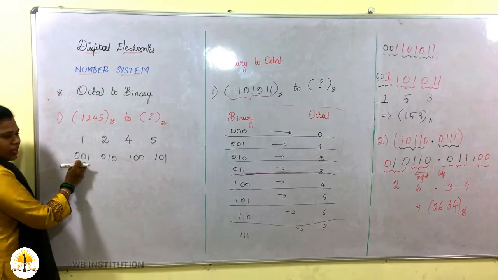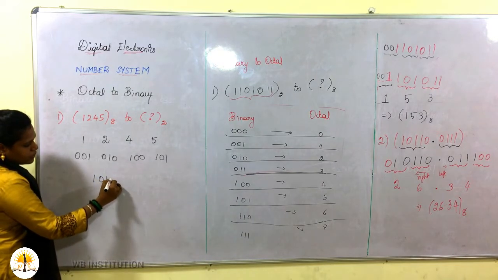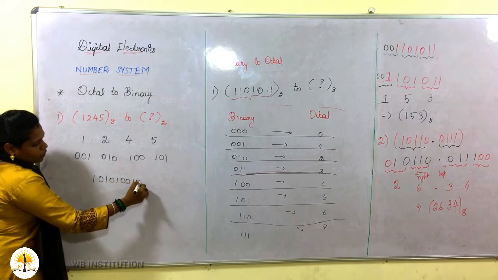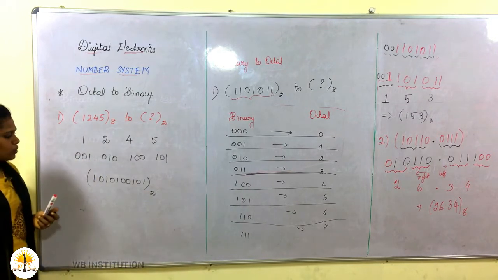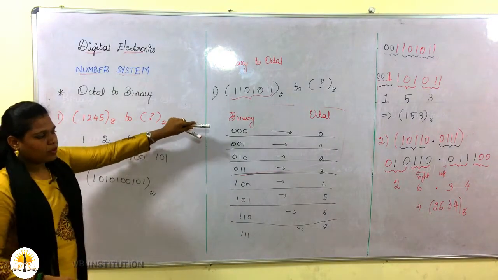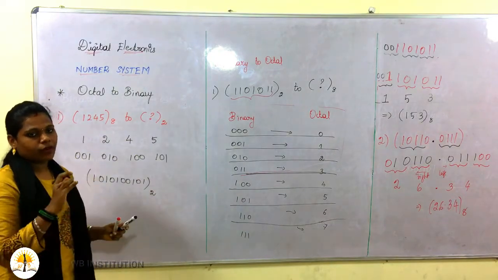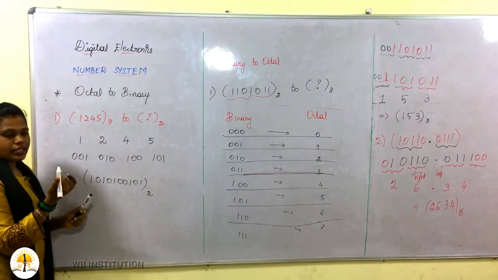So you don't need to take these 2 zeros before this value. So what are the values? 1010, 100, 101. The binary value for this octal is 1010100101. Okay, very simple one. You need to memorize this table, just 3 bits. For hexadecimal we will calculate using 4 bits. The same thing is going to be followed for decimal values also.